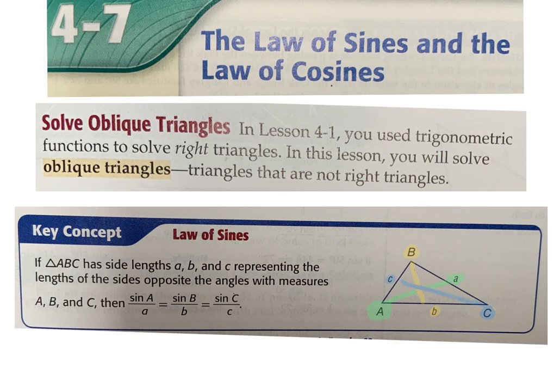It creates a ratio, fractions that are equivalent. The sine of the angle over the side length will equal the sine of the second angle over that side length. That will also equal the sine of the third angle over that side length. That is the law of sines. They will equal each other. All right? So how does this help us?